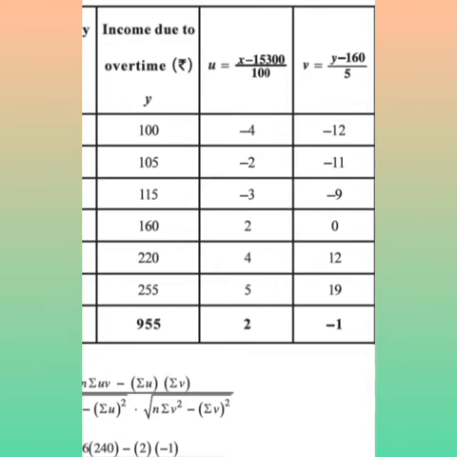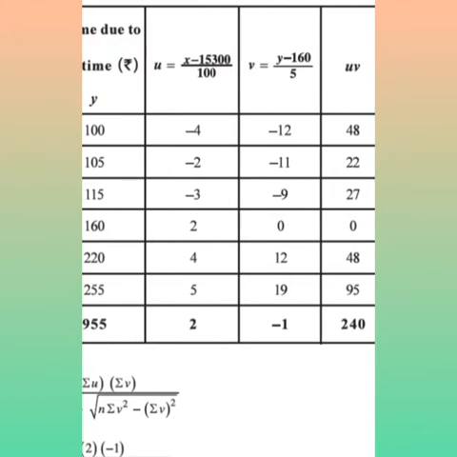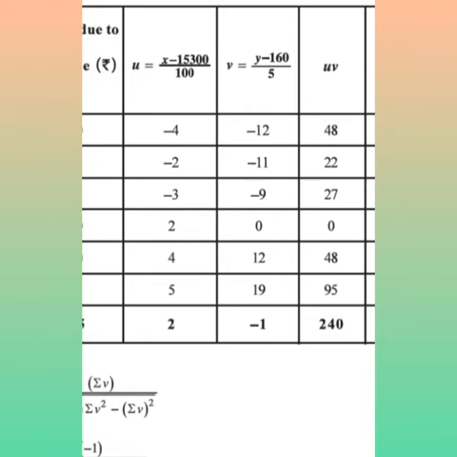Now you have seen our large sums also, right? After finding out u and v, what you are going to do? You are going to find out the column of uv. See the first row: minus, minus, plus, 4 12s are 48; minus, minus, plus, 2 into 11 is 22; minus, minus, plus, 3 9s are 27; 2 into 0 will give you 0; 12 4s are 48; and 5 19s are 95. The total of the uv column is coming up to 240, right?